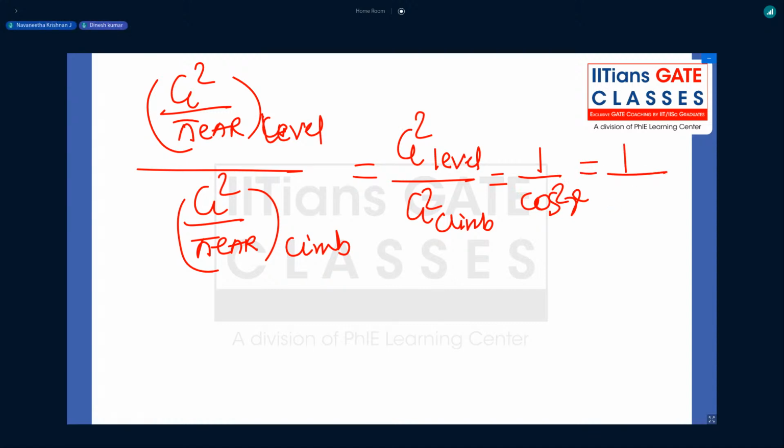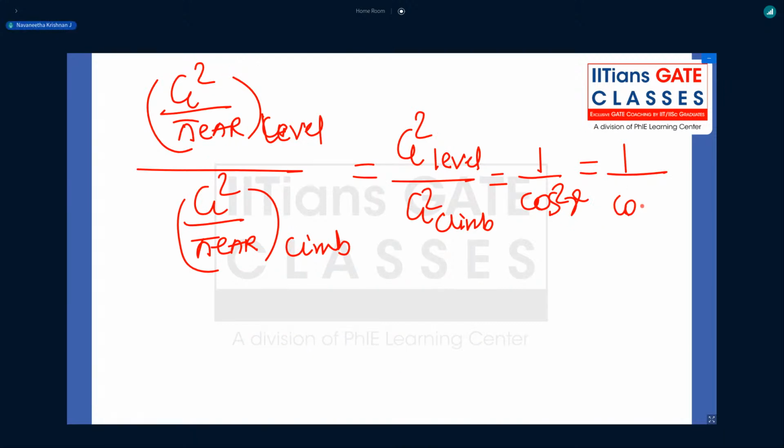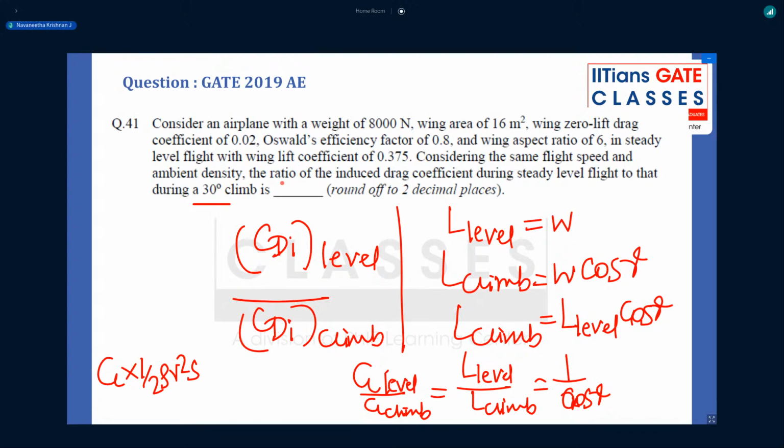What is the climb angle? They have given a climb angle of 30 degrees. So 1 divided by cos 30, the whole square, is 4 by 3. Rounded off to 2 decimal places, it is 1.33.